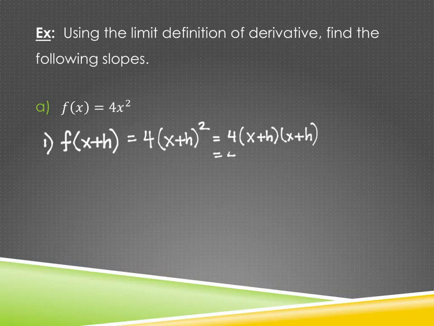So we're going to distribute that out. I'll do my 4 last because I think that's the simplest way to do that part. And we will do the first terms, the outer terms, the inner terms, and the last terms. So the first terms are x squared. The outer terms are xh. The inner terms is another xh, and then the last terms are h squared.